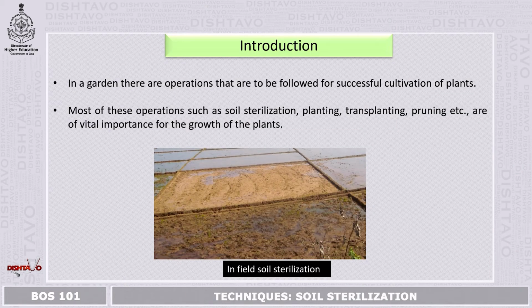In a garden, there are operations that are to be followed for successful cultivation of the plants. And most of these operations such as soil sterilization, planting, transplanting, pruning, etc. become important, and they play an important role in the growth of the plant. You can see in the picture the field soil sterilization.